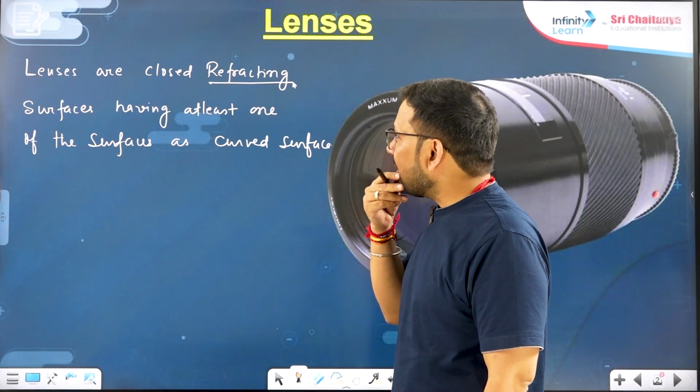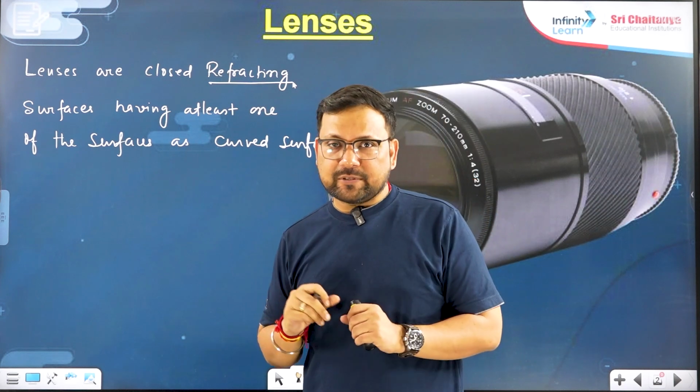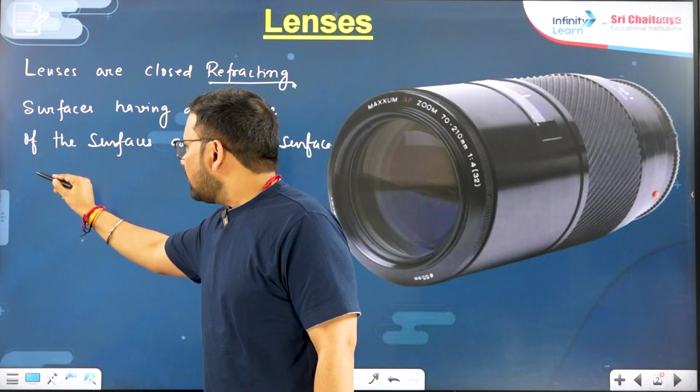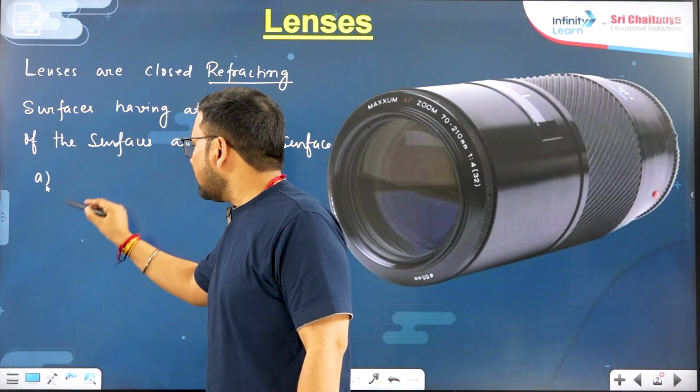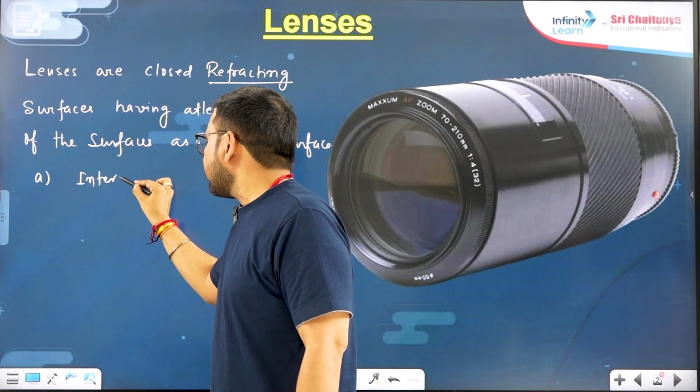Now how to draw it, how to get it? For that we have to get the types. How many types of lenses are there? You will get lenses of two types. The first one will be intersecting lenses.